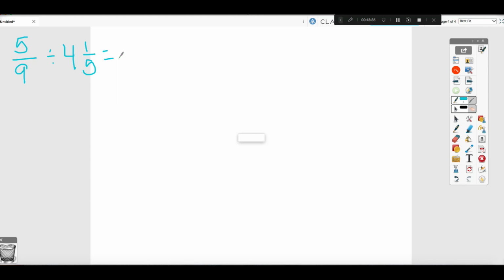Mikey, what's my first step for 22? What do I need to do? Perfect. So we're going to leave our first fraction alone, and we're going to change our second mixed number into an improper fraction. Do that for me. What does that become? 21 over 5.